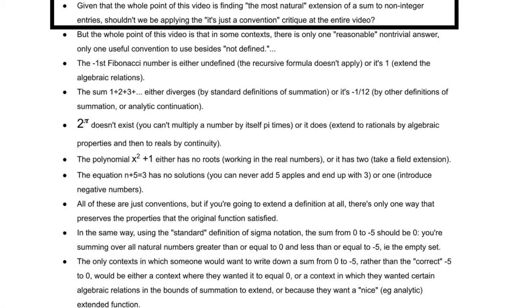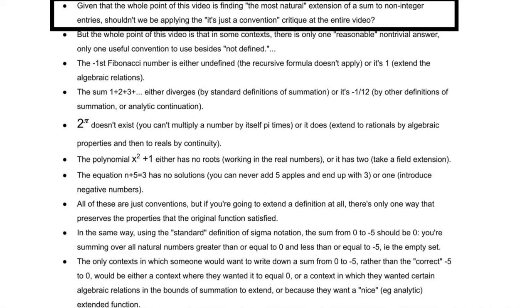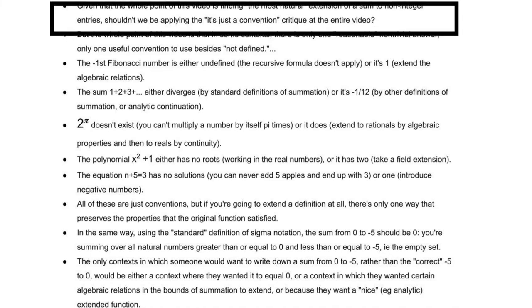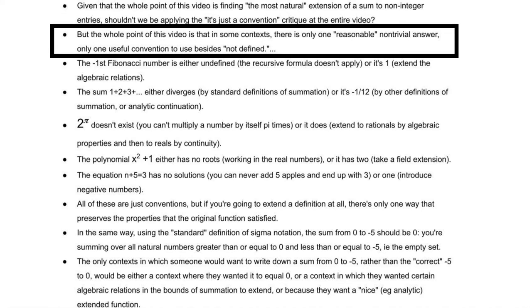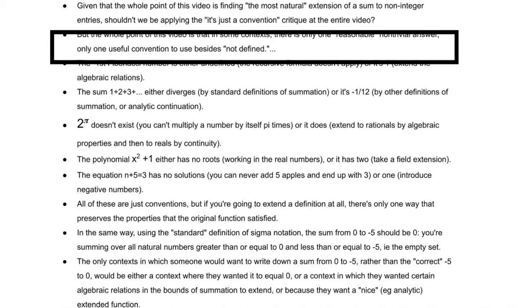The answer is not compatible with actually summing from 0 to -5, because as you explained earlier in your comment, which I shall address later, that sum is 0, not undefined. He is not exploiting notation and applying it to a domain to which it is not applicable. He is essentially doing proper, rigorous functional analysis. But the whole point of this video is that in some contexts, there is only one reasonable non-trivial answer, only one useful convention to use besides not defined. Arguably, what the video is doing has nothing to do with conventions per se, as I explained above.